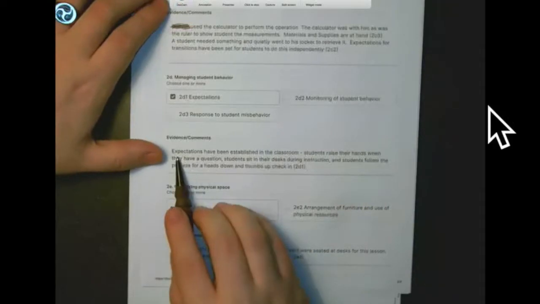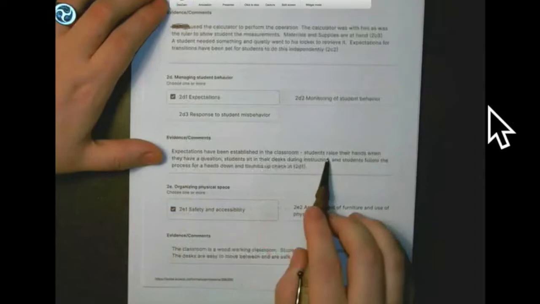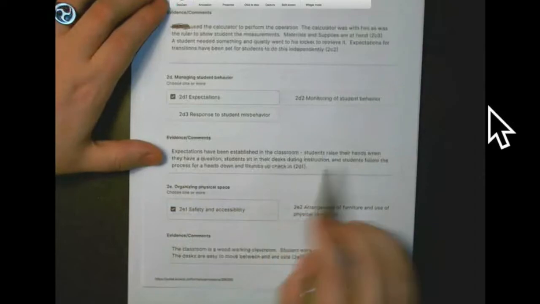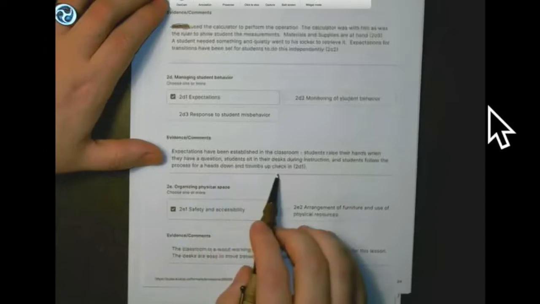So what they said here, right? Expectations were established. Students raise their hands when they have a question. They sit in their desks during instruction, and they followed the process for heads down, thumbs up. Okay. I mentioned in the last video on this, I don't really do heads down, thumbs up very often, but it is a good tool when you need it.